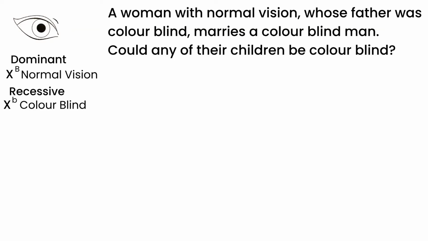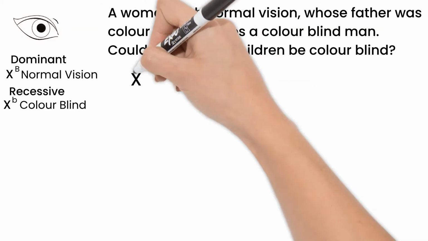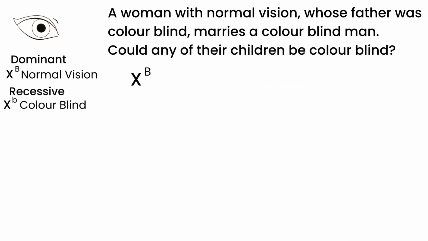The woman is not colorblind, so she must have at least one X^B. Her dad was colorblind, and she must have gotten his X chromosome, since she is a girl. Her genotype is then X^B X^b. Her husband is colorblind, so his genotype is X^b Y.